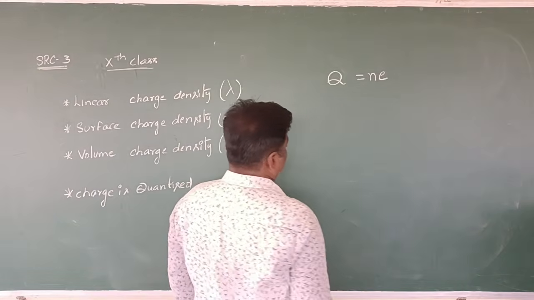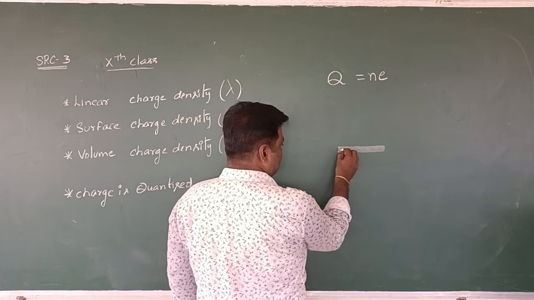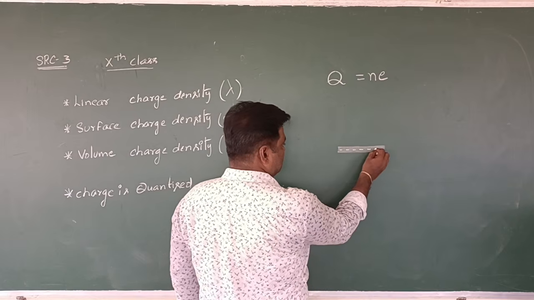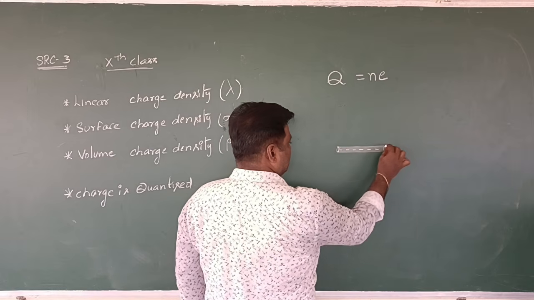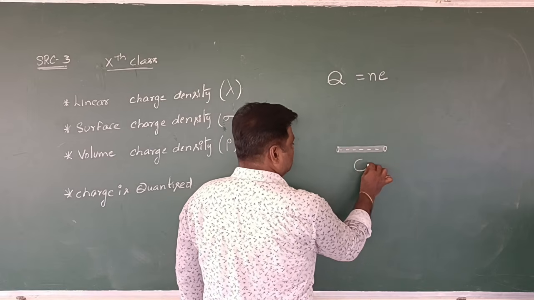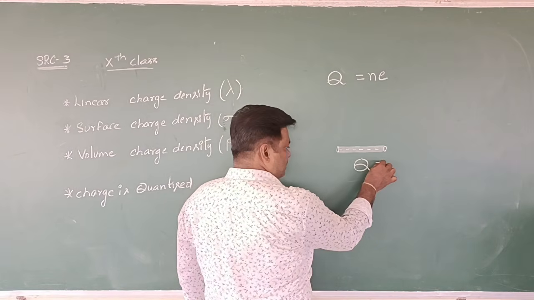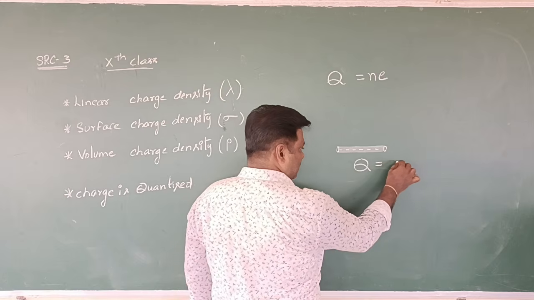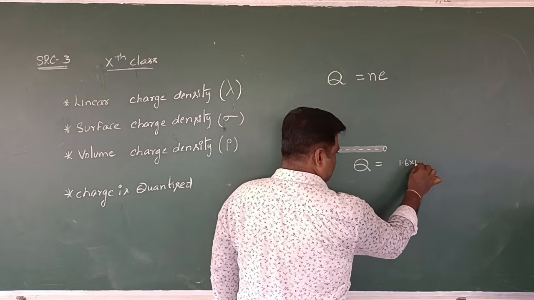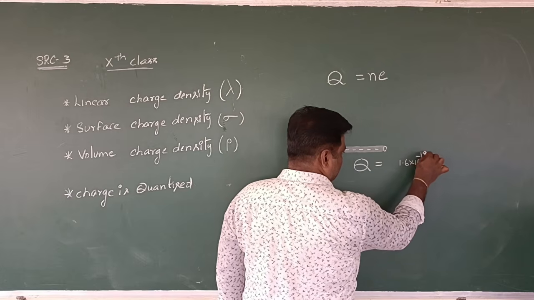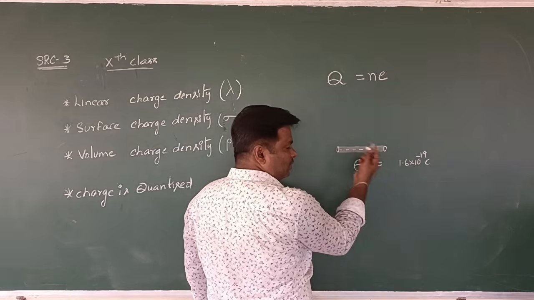Suppose you are taking a conductor, which includes some electrons, 3, 4, 5, 6. What is the charge of this conductor? The charge of this conductor, denoted with the letter Q, is not one electron, because the charge of a single small charged particle is 1.6 into 10 to the power of minus 19 Coulomb. But it includes a second one, a third one, a number of charges.